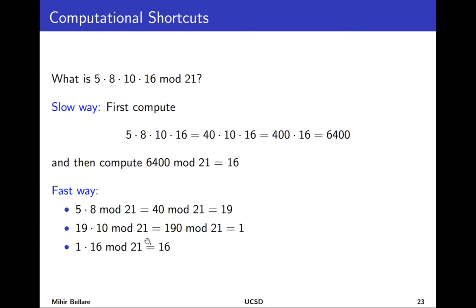So 19 times 10 is 190. Again, you don't go on, but you first reduce mod 21. So this one, you need a little bit more work, but you see that 9 times 21 is 189. So 189 is a multiple of 21, and so 190 divided by 21 will leave a remainder of 1. And then it's easy taking the 1 forward and multiplying by 16 mod 21, you get 16. So you can use these things freely as you go along, and you'll see that it makes things quite a bit easier.